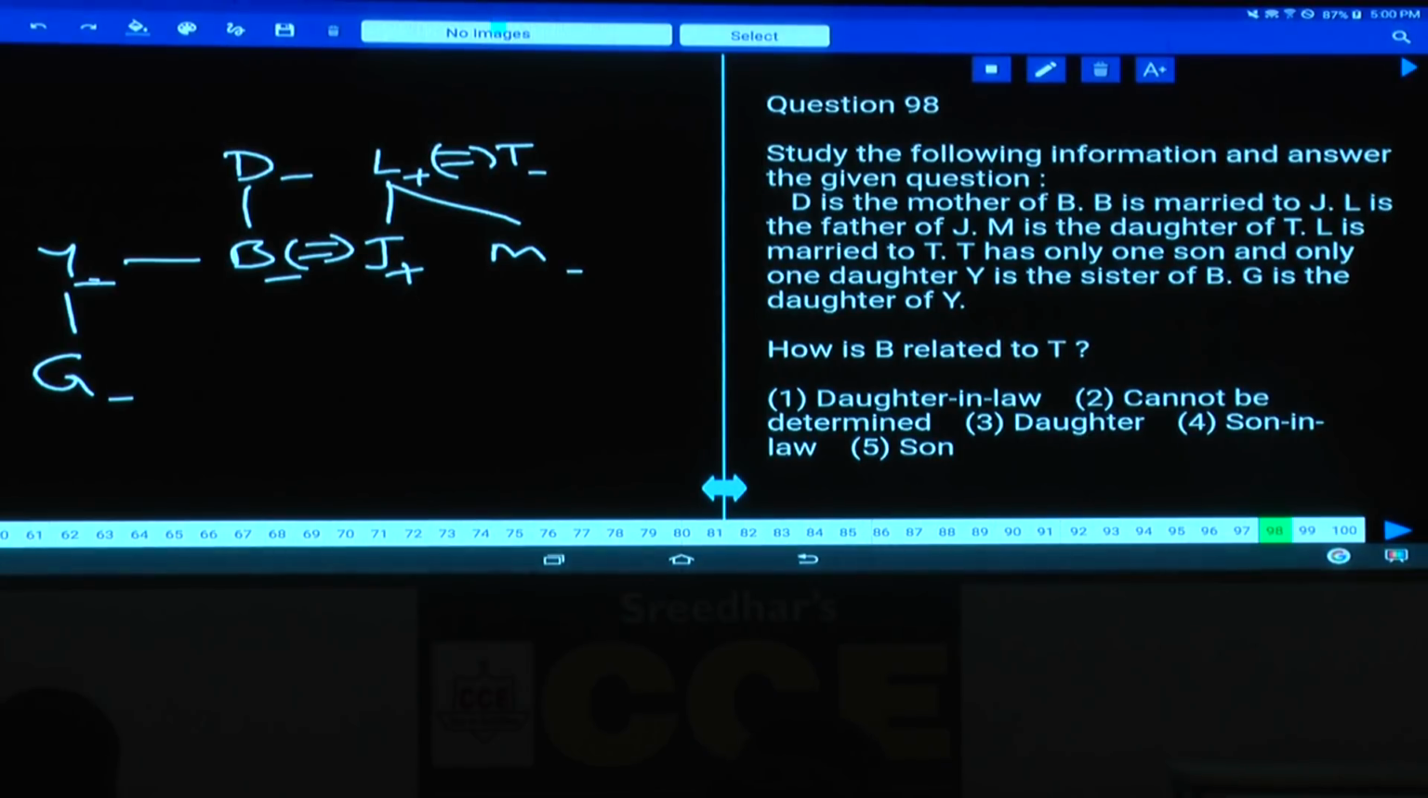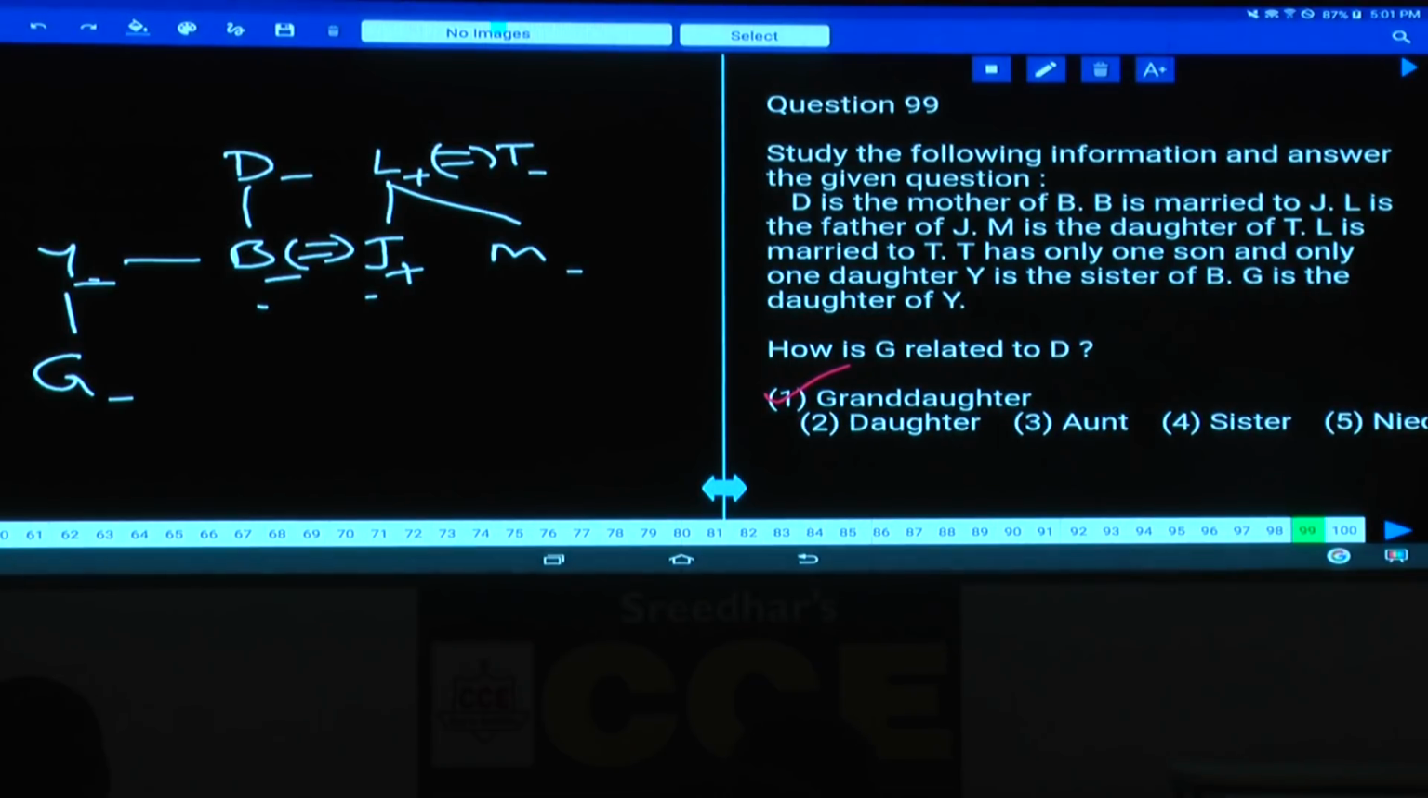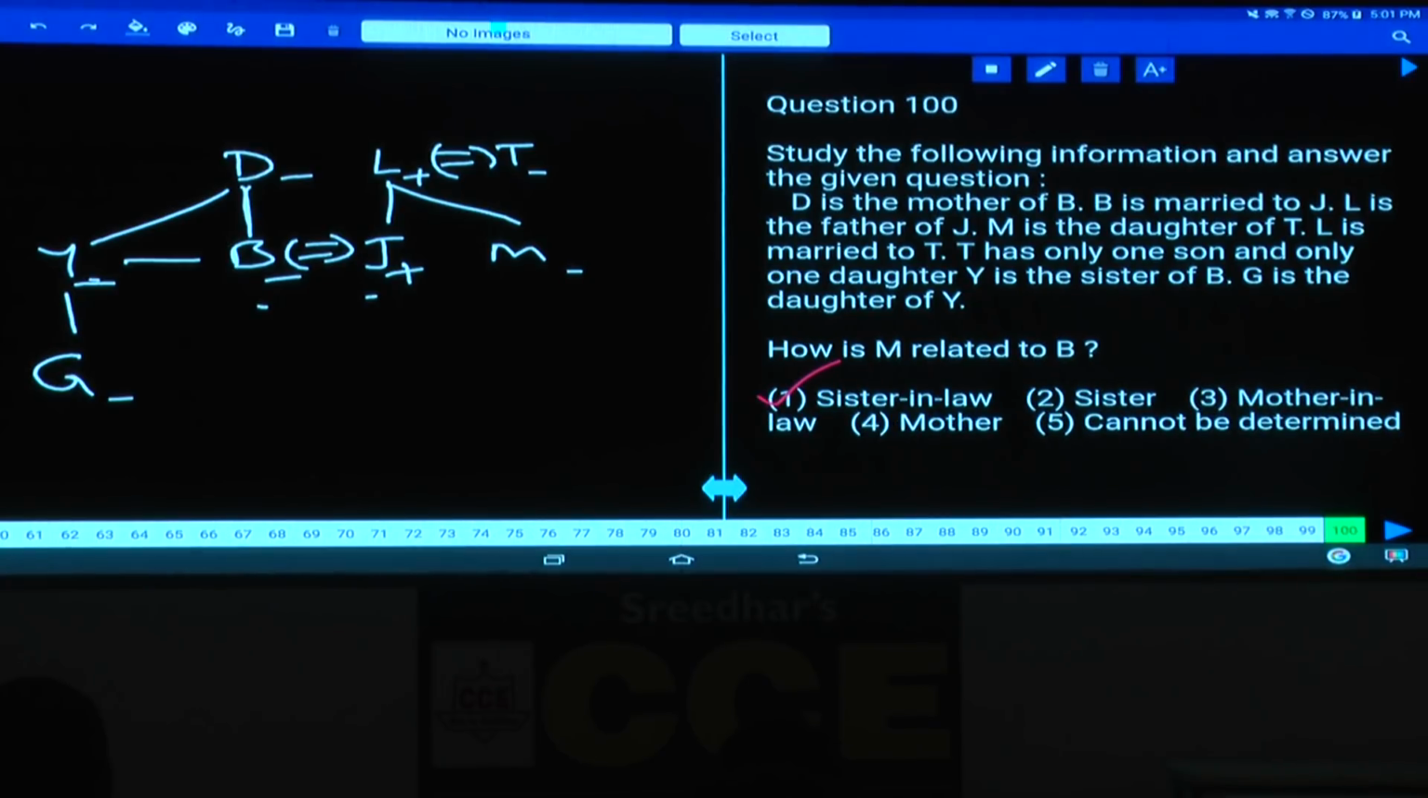How is B related to T? T's son's wife. Son's wife is daughter-in-law, choice 1. 98, choice 1. 99, how is G related to D? D's daughter is Y and Y's daughter is G, that means granddaughter. Granddaughter, choice 1. 99.